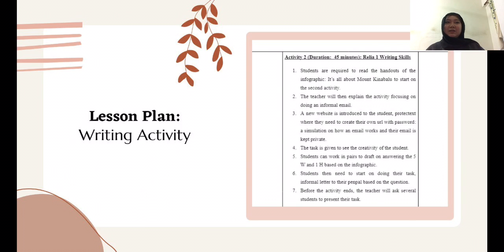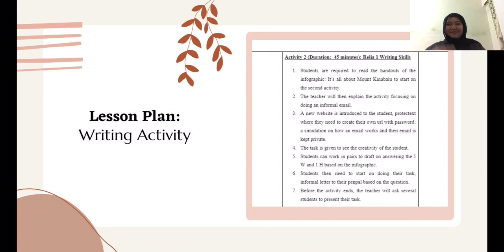Then the teacher will explain about the new website, protected tags, and they are going to create a URL with a password and start doing their task based on the infographic given before. After that, they can do the informal letter based on the 5W and 1H from the infographic. Then the students can explain the informal letter that they have done in front of the class. That's all coming from me.